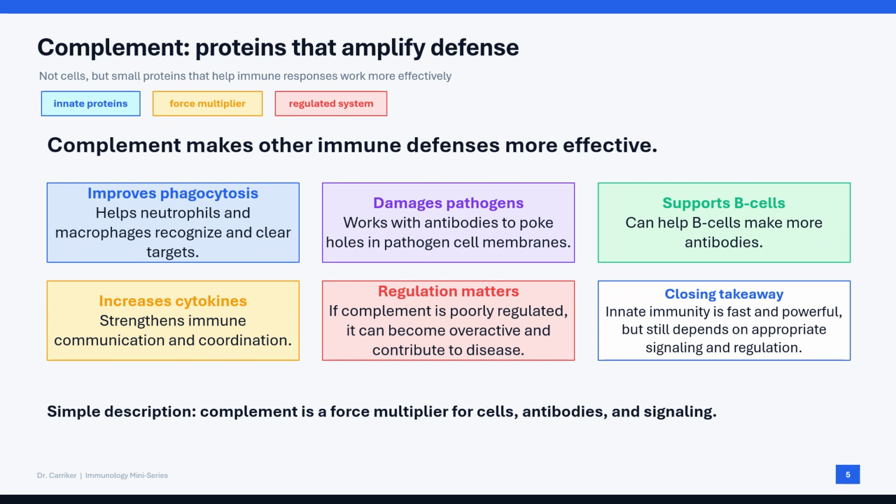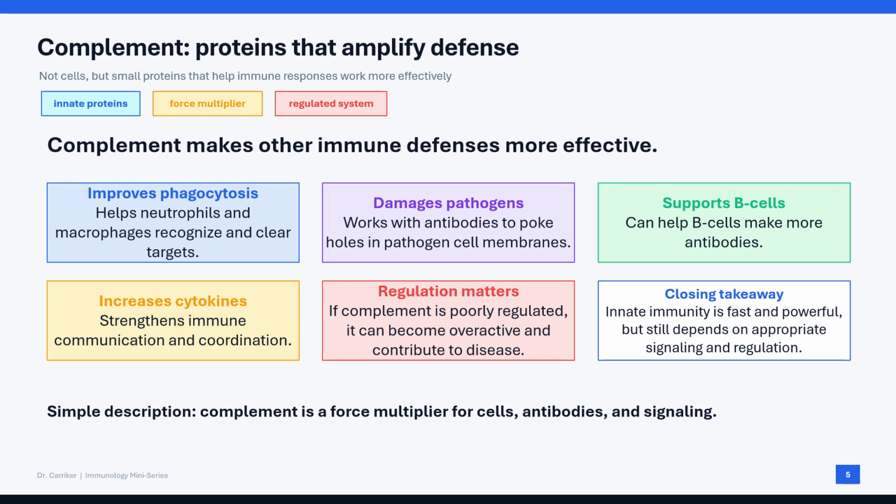Now, if you want a simple description, think of complement as a force multiplier for cells, antibodies, and signaling. It helps other parts of the immune system do their job better. This is why it's called complement. It complements the work of immune cells and antibodies.